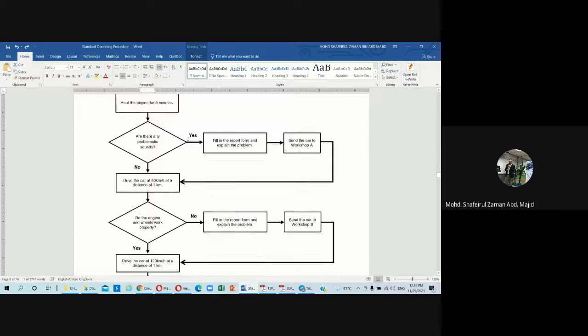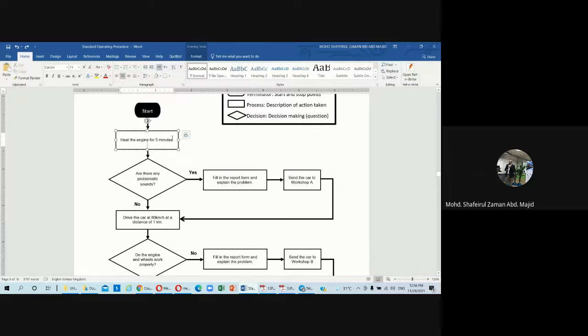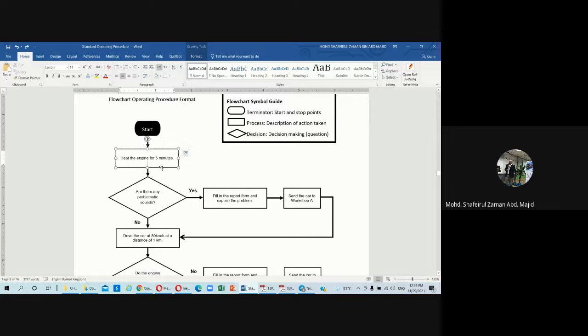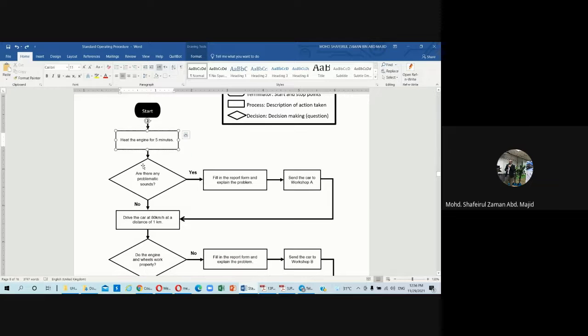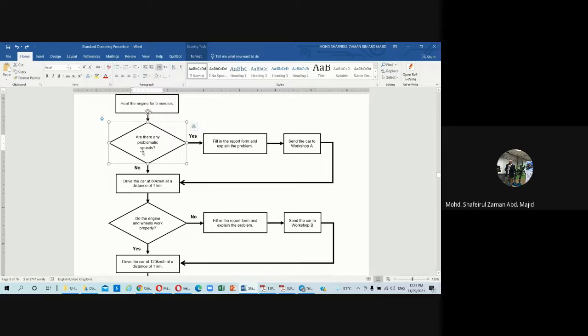Okay, the rectangle over here is for the process. So heat the engine for 5 minutes, that will be the process. Okay, the diamond shape over here is actually for decision making. Yes or no. Okay, so are there any problematic sounds? If there are any sounds, then you write yes. You move to the next process, and then maybe you go to the next process after that. Okay, if your answer is no to the question, then you can straight away go to the next process here, for example.